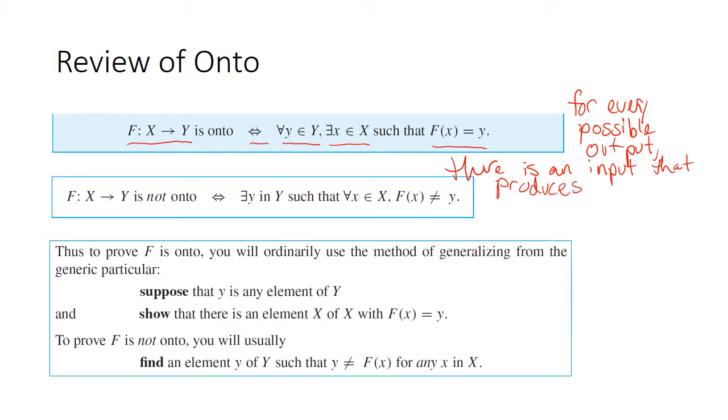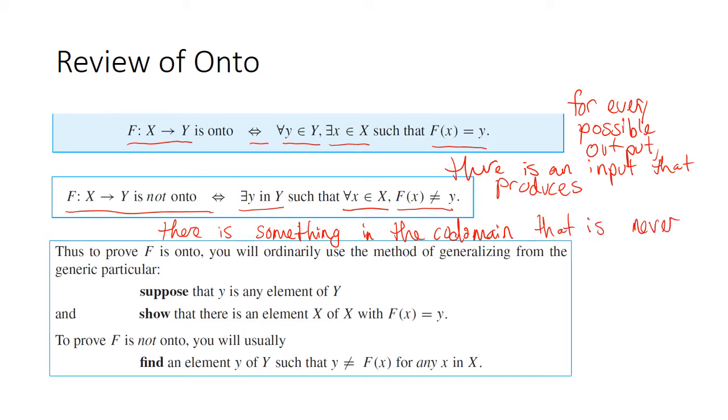And then to show that a function is not onto, you have to show that there exists a little y in big Y, so there exists something in the codomain, such that for all little x in big X, so for all elements in the domain, f of x does not equal y. So that means there is something in the codomain that is never output by the function.